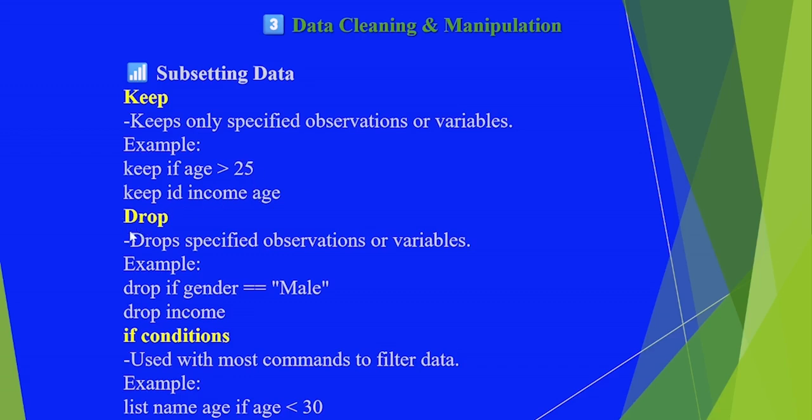And the drop command simply drops the specified observations or variables. An example is drop if gender is equal to male. STATA will find where the gender is recorded as male and drop those, which means you'll remain with the female respondents. You can also drop the income column, for example, if you want. And now you have if conditions. If conditions are used with most commands to filter data. For example, list name age if age is below 30. It's like telling STATA to list name and age if their age is below 30 years. So all the individuals or respondents from your dataset whose age lies below 30 years will be presented.